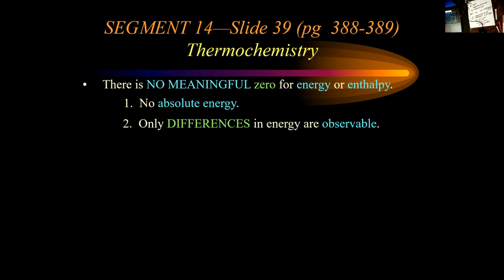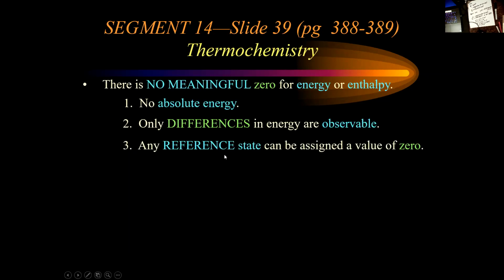All we're ever going to see is changes in energy. We're going to see energy flow out of this into that, and we can calculate how much energy went from this to that. That's not a big deal. We can measure differences in energy. That's perfectly observable to us, but absolute values are not. And we can get around this problem.